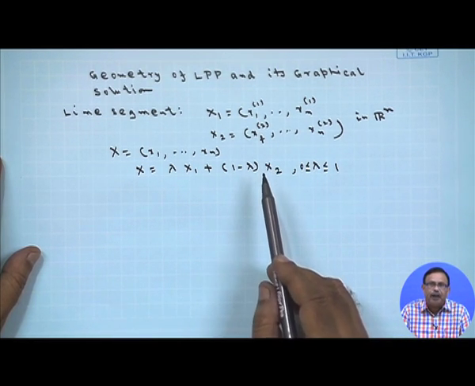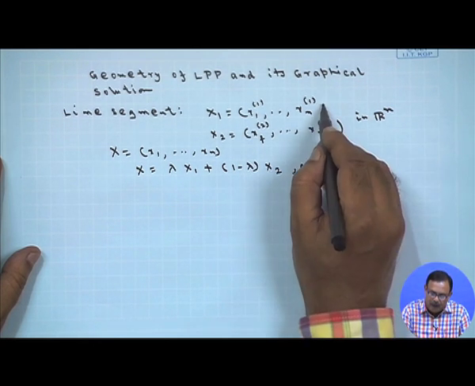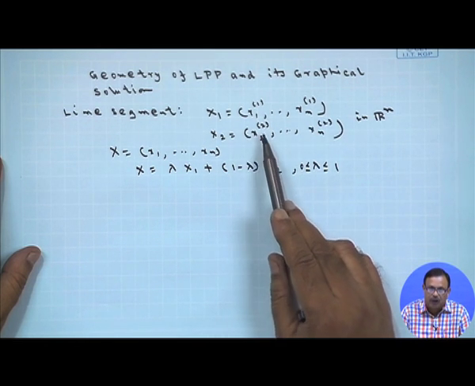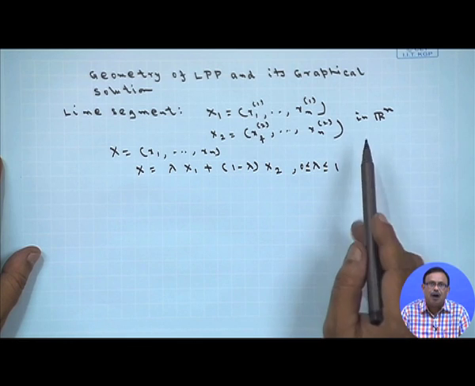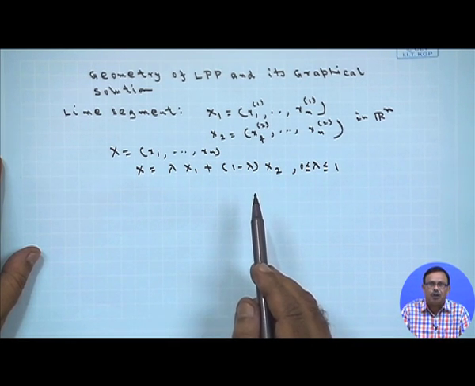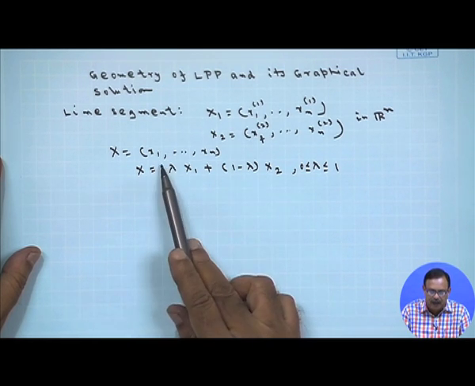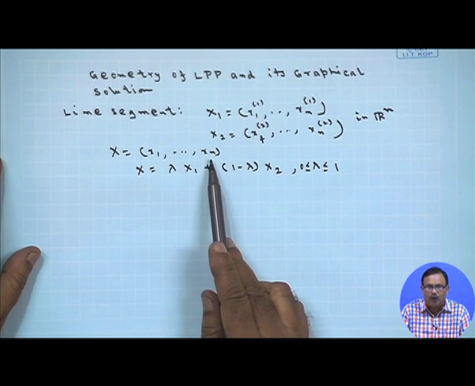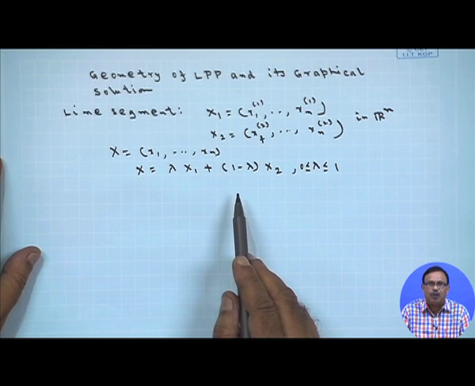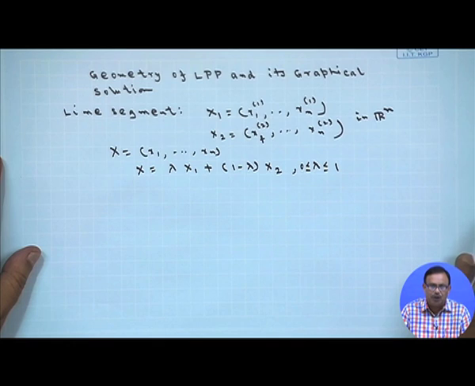So, for any 2 points x1 and x2 in Rn, that is, if you have x1 equals (x11 up to xn1) and x2 equals (x12 up to xn2) in Rn, the line segment joining x1 and x2 is a collection of points of the form x, where x is (x1 to xn), which will satisfy the equation x equals lambda x1 plus (1 minus lambda) x2, lambda lies between 0 and 1.